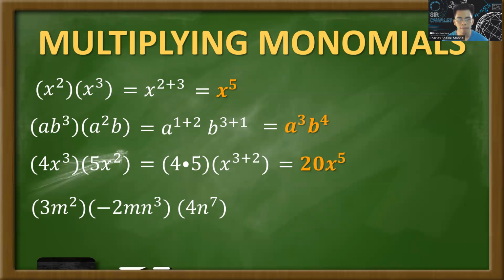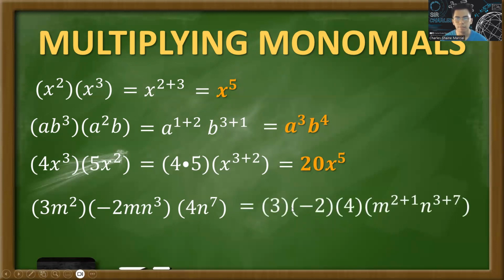Yung pangalawang monomial, dalawa yung variable, which is m and n, pero yung pangatlo, n na yung variable niya. So ganito, parehas lang po. You will multiply all the bases, 3 times negative 2 times 4, and then you will add the exponents of the same variable. Just like this: 3 times negative 2 times 4 times m raised to 2 plus 1. Bakit 2 plus 1? Kasi itong unang m natin, it has 2 exponent. And dito sa m, meron siyang invisible 1, kaya 1. Dito naman sa n, we have n cubed and n raised to 7, kaya 3 plus 7.